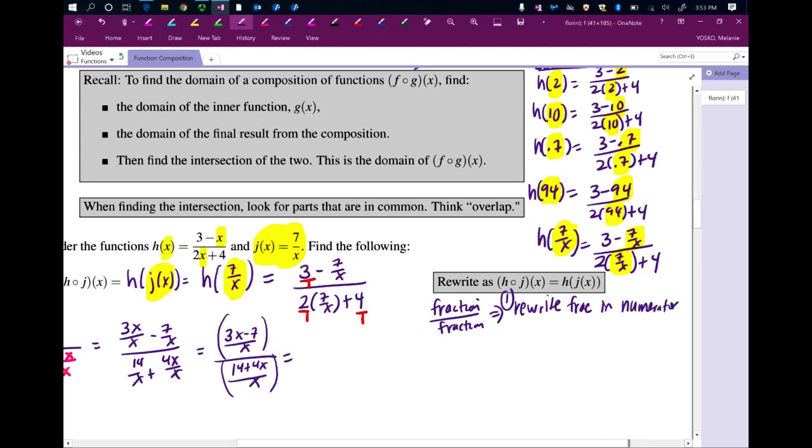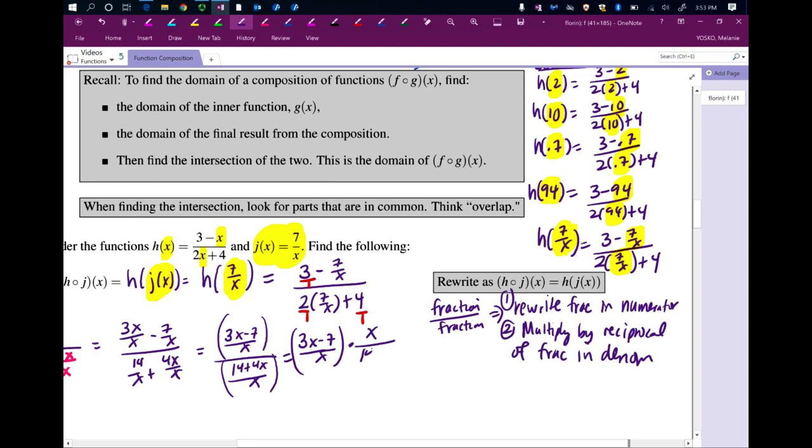So put an equal sign and rewrite the fraction in the numerator. 3x minus 7 over x. Now we're going to multiply by the reciprocal of the fraction in the denominator. So that's times x over 14 plus 4x.